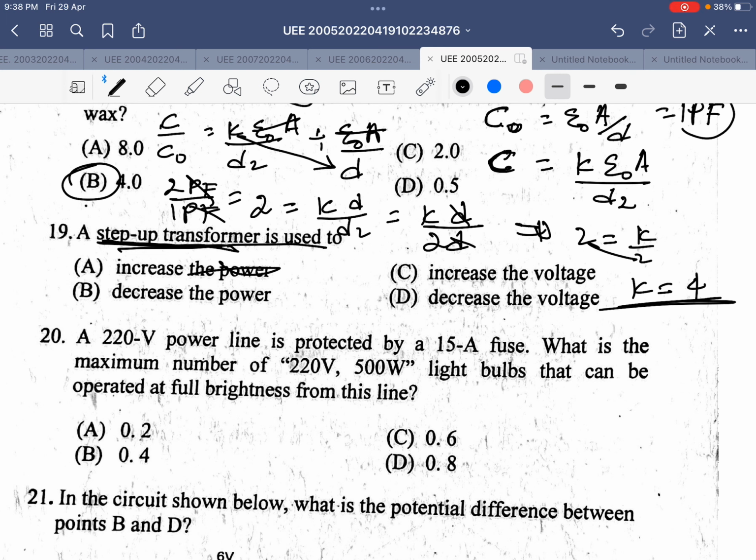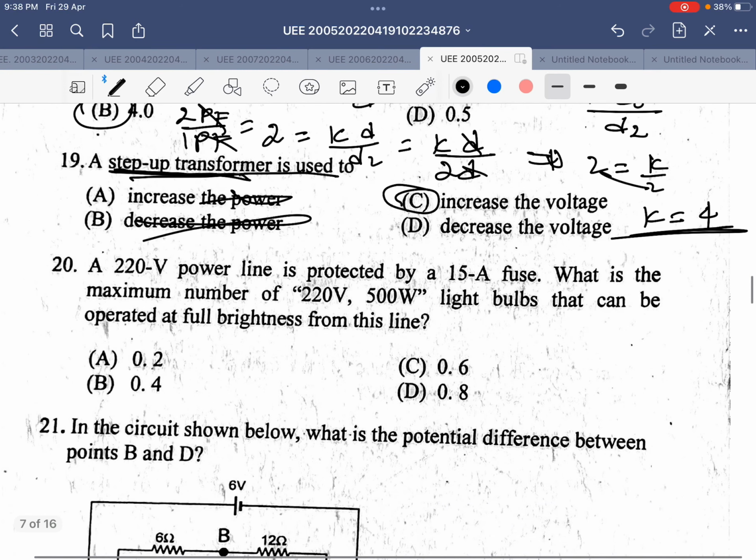ፓወር ምንም አይቀየርም፣ አይቀነስም። ስለዚህ ዲክሪዝም ኢንክሪዝም አይሆንም ፓወር። ቮልቴጅን ኢንክሪዝ ማድረግ ያ ሲ ነው መልሱ። It increases voltage and decreases current.